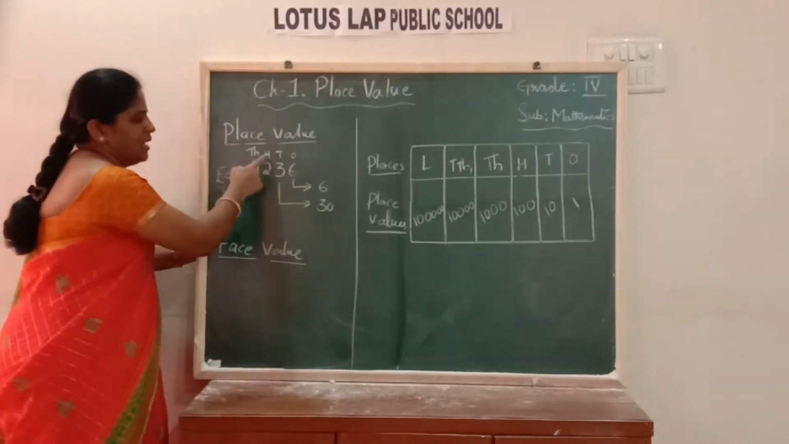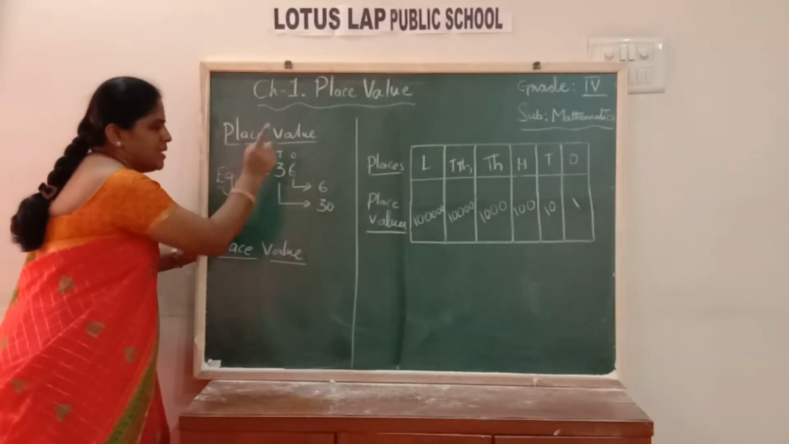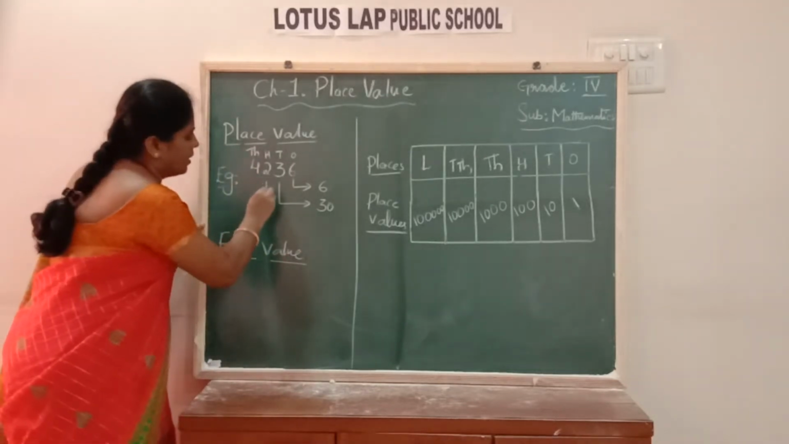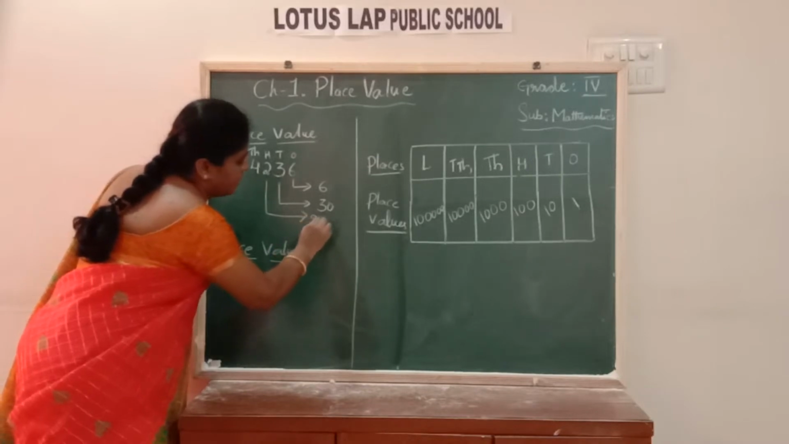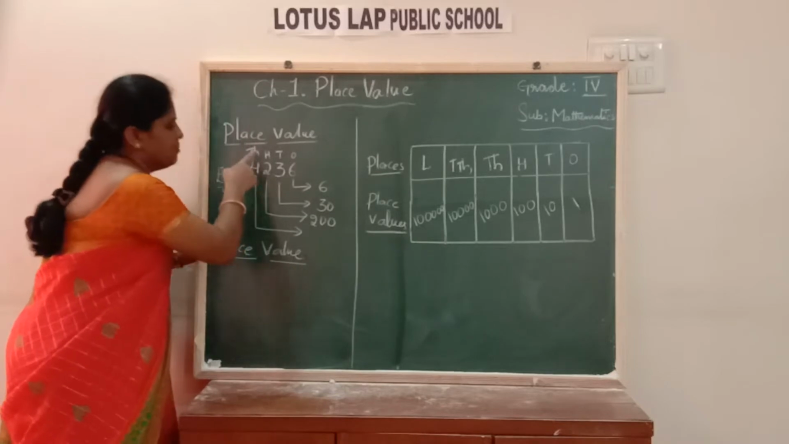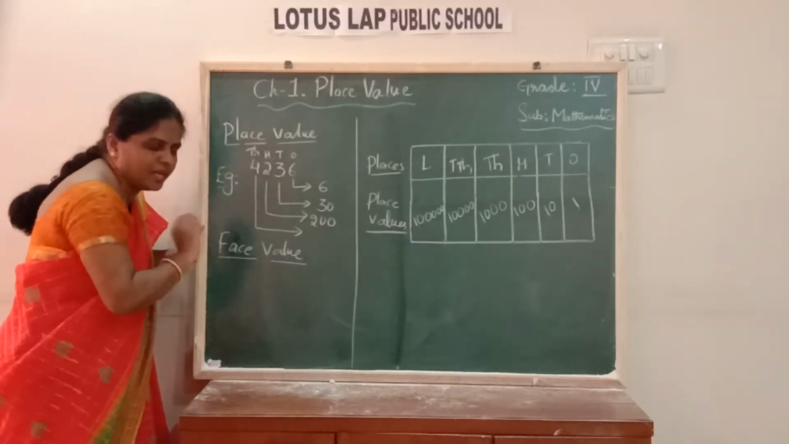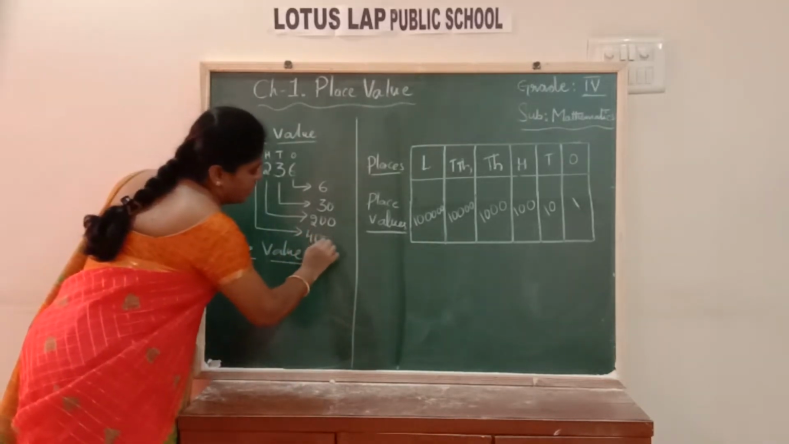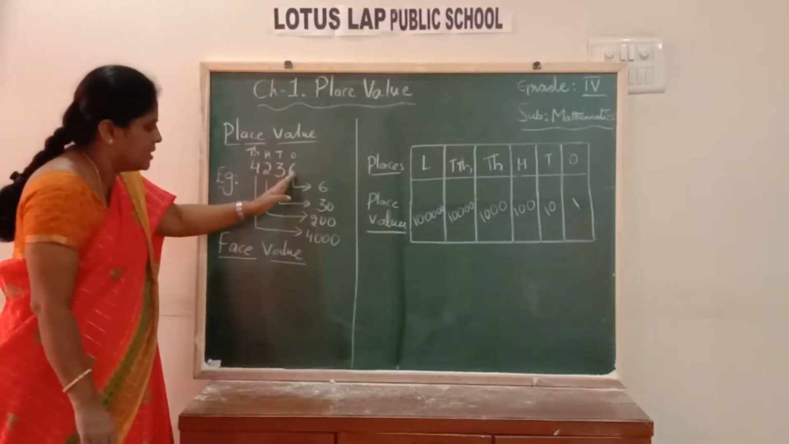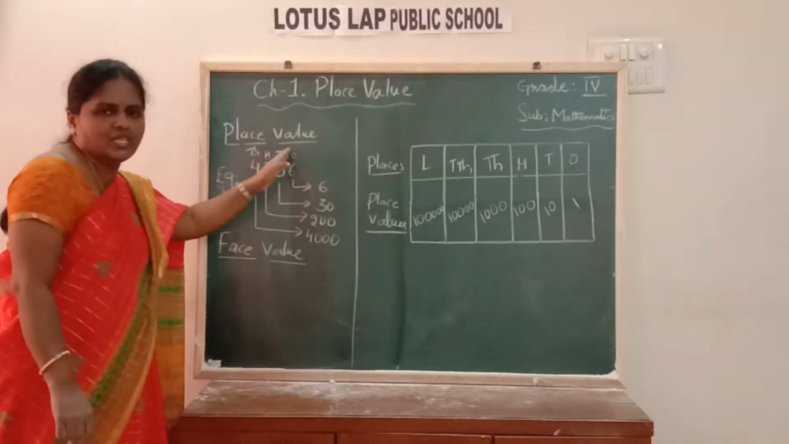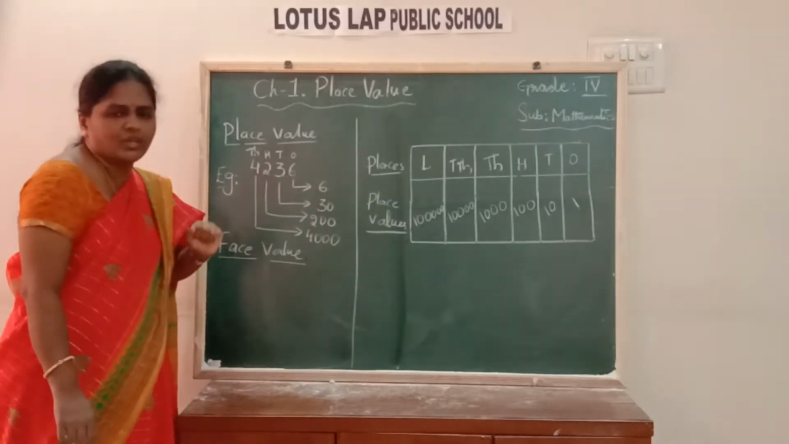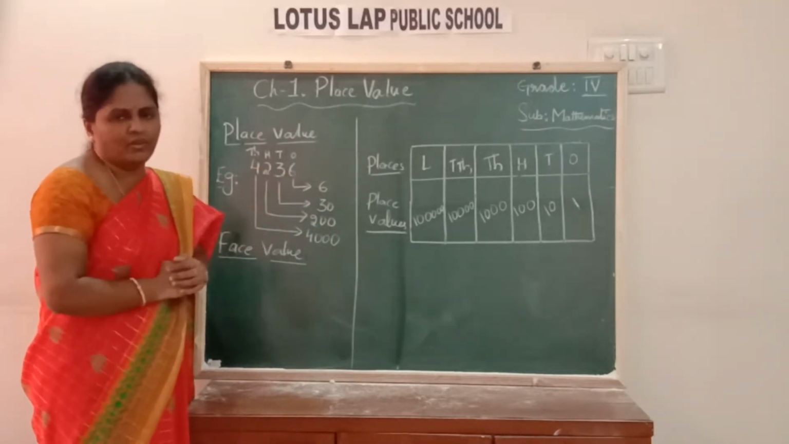Likewise 2 is in hundreds place. The value of hundreds place is 100. 2 is in that place. So 2 into 100 is 200. Similarly 4 is in thousands place. Its place value is 4 into 1000, which is 4,000. You can see here the value of the digit depending on its position in the number, depending on its place. We are writing the place value. So this is called the place value of the digit, children.